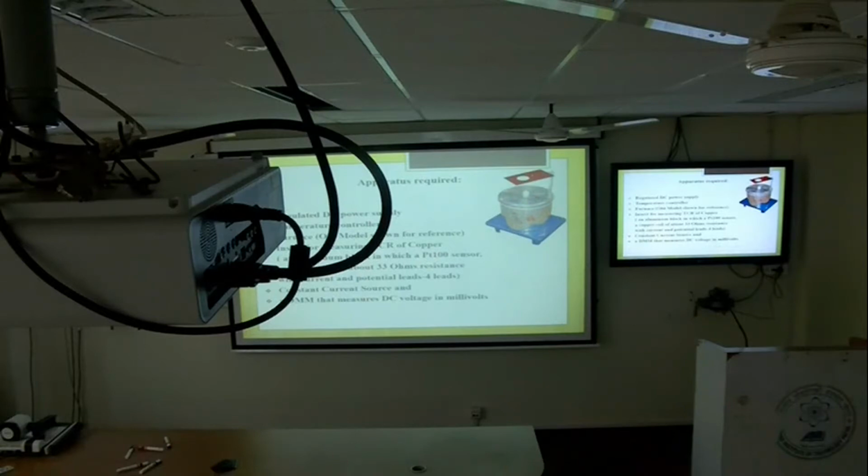100. I told you it's basically a coil of small platinum metal in which the variation is there. So the PT100 shows 100 ohm resistance at 0. Apart from this, the other segment is a copper coil that has 33 ohm resistance, and across the two ends we have current and potential leads.